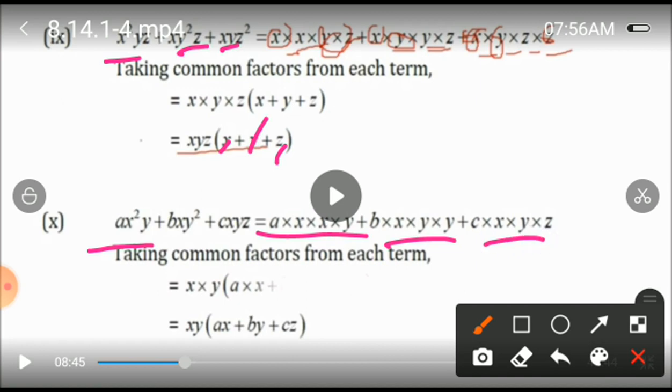Okay, who is common here? x and y are present in each term. All three terms have x, y present. Suppose I take out xy from the first term. Who is left here? x means here xy will be taken out. So ax will be left.